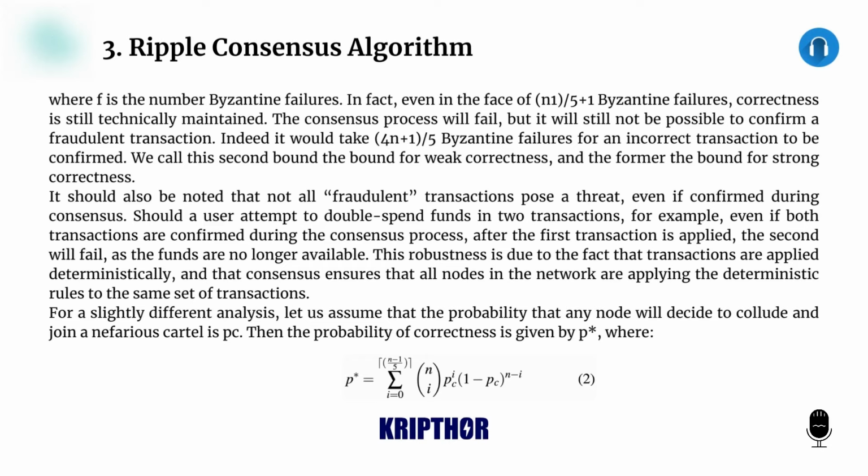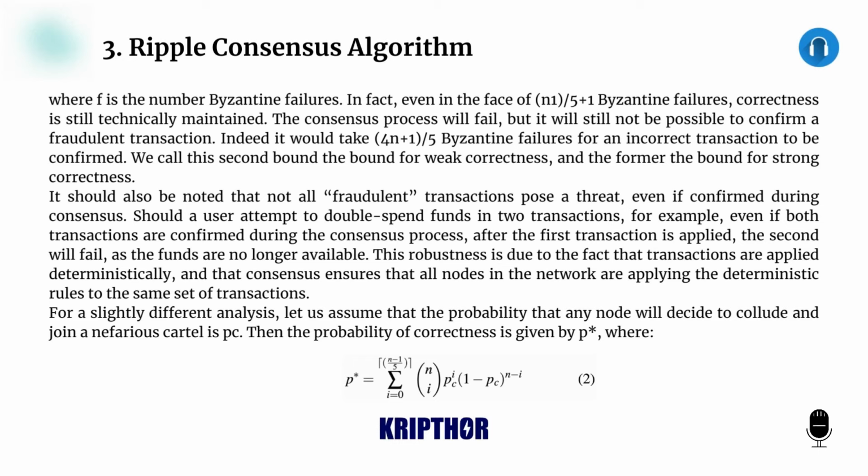In fact, even in the face of (n-1)/5 plus 1 Byzantine failures, correctness is still technically maintained. The consensus process will fail, but it will still not be possible to confirm a fraudulent transaction. Indeed, it would take (n/5) plus 1 Byzantine failures for an incorrect transaction to be confirmed. We call this second bound the bound for weak correctness, and the former the bound for strong correctness.